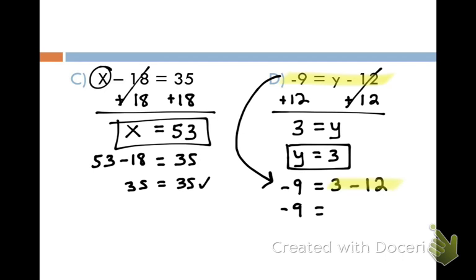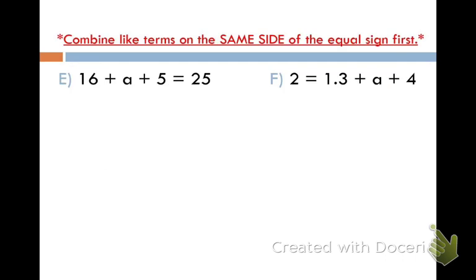Class, what's 3 minus 12? -9. Does -9 equal -9? Yes, so you did it correct. For problems E and F, there's something that I want you to know, and I wrote it here in red. Combine the like terms on the same side of the equal sign first.